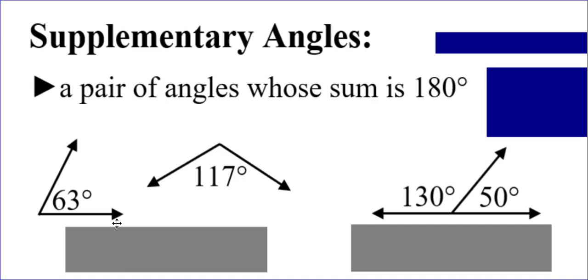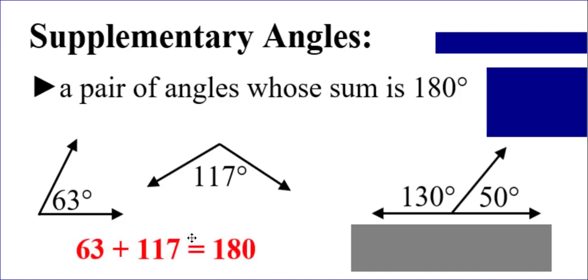Supplementary angles are a pair of angles whose sum is 180 degrees. The examples I have here on the left, the 63 degrees plus the 117 degrees would equal 180 degrees. They are a pair of supplementary angles.